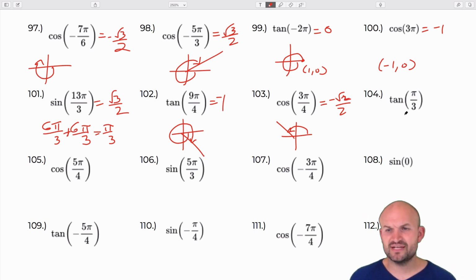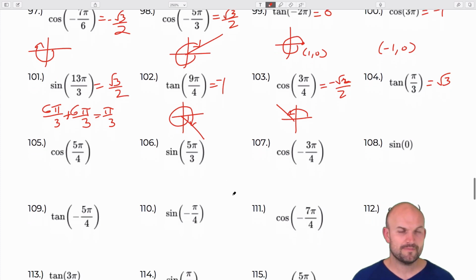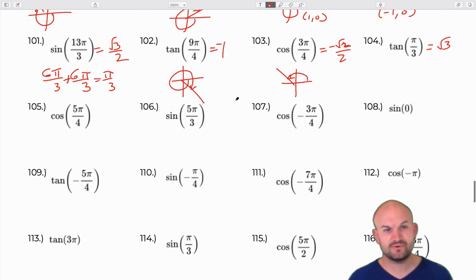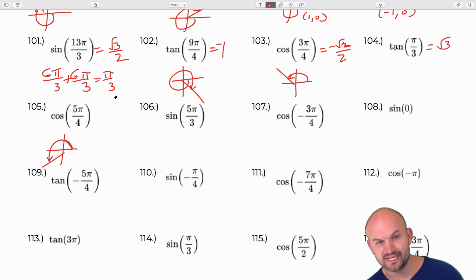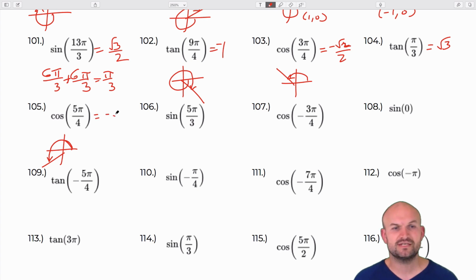All right, next one we have pi over 3. So the tangent of pi over 3, that's in the first quadrant, so I can just do the square root of 3. That was, again, one of our base ones that we had. Cosine of 5 pi over 4, so that's going to be here. That's going to be in the third quadrant, so cosine is negative. Reference angle is pi over 4, so that's a negative square root of 2 over 2.